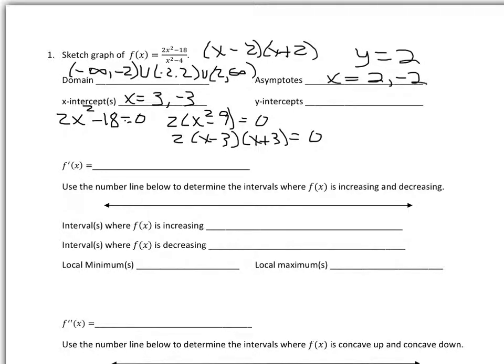And our y-intercept would be where x is 0. So if I plug in a 0 into the function everywhere there's an x, I end up with minus 18 over minus 4. And we can reduce that down to 9/2. Might be easier to keep it with that value. So our intercept is (0, 9/2).